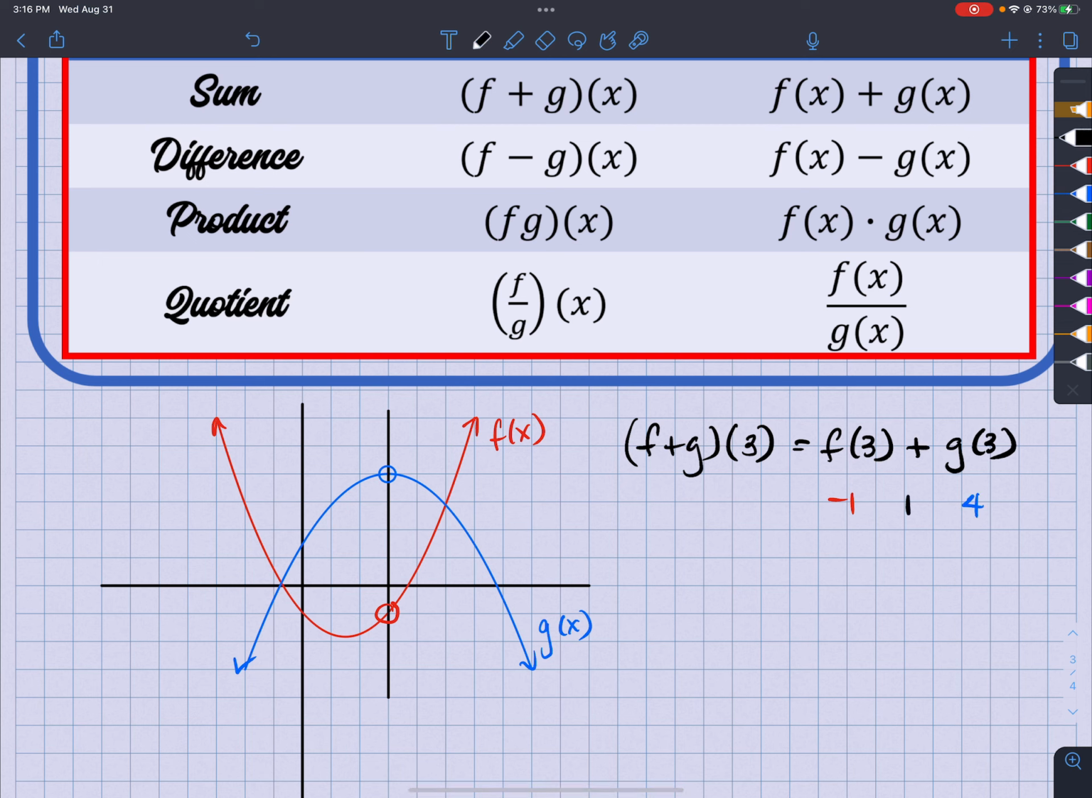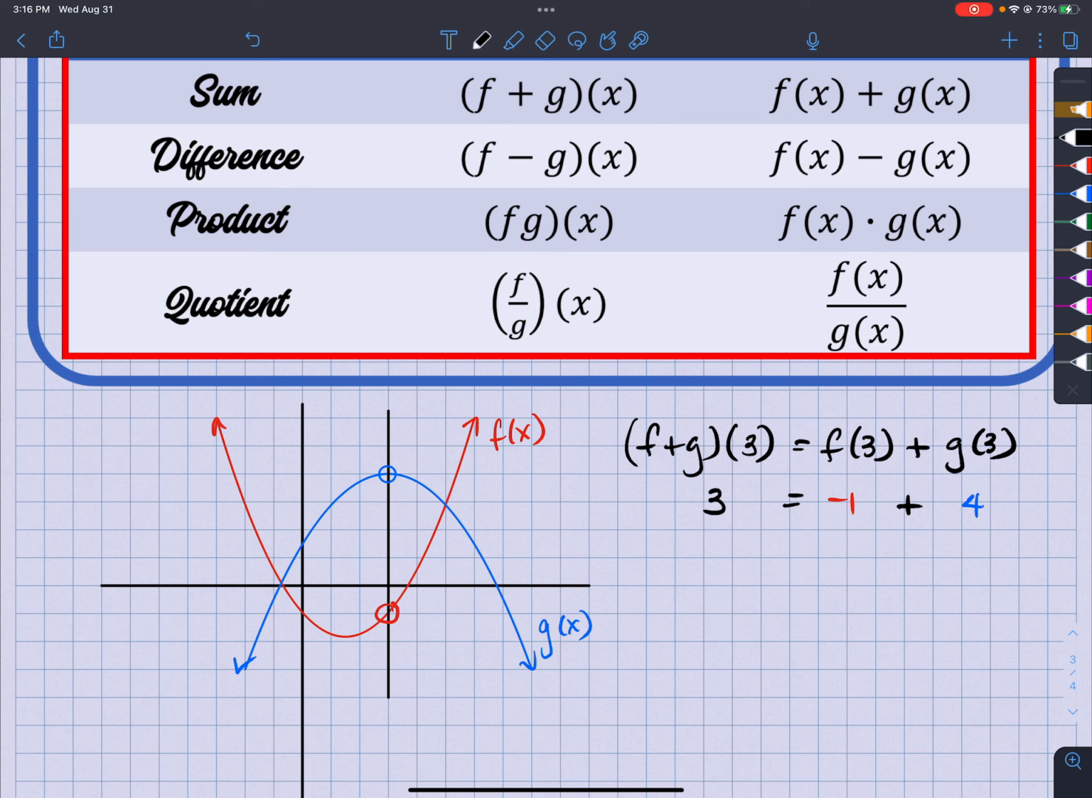So I have to add them together. So that's going to equal 3. So f plus g of 3 is going to be 3. So from there, I can do the adding, the subtracting, the multiplying, dividing.